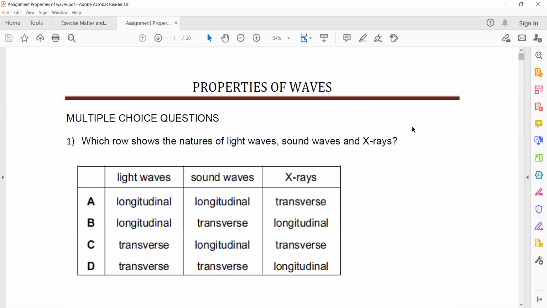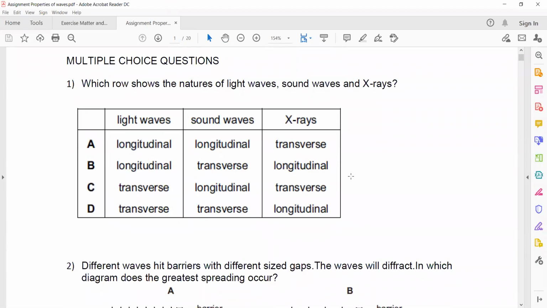So today we discussed the types of waves and the characteristics of longitudinal and transverse waves. Any doubt related to the class?